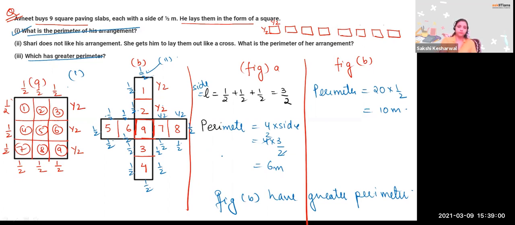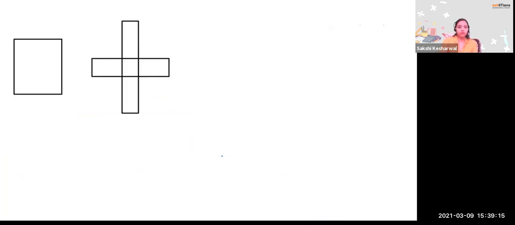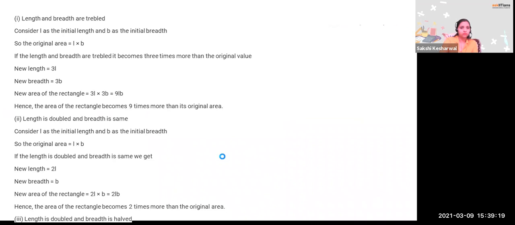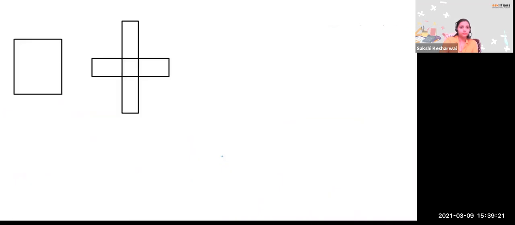Write it down, beta. Perimeter means outer boundaries. Perimeter means what? Outer boundaries, right? So this is how you'll be getting it. Okay, we don't require this sheet anymore.